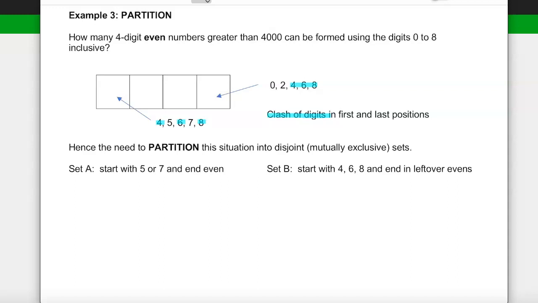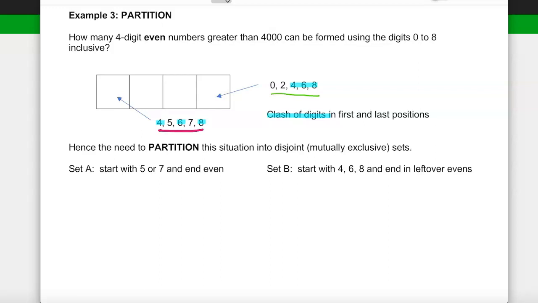So when I draw my rectangle and I think about where I can put my digits, I notice that in the very first box, to be greater than 4,000, I've got the choice of digits 4, 5, 6, 7, 8. And in the last box, to be even, the 0, 2, 4, 6 and 8. But as I've highlighted in blue, you can see there is a clash of the digits 4, 6 and 8. So what we really need to consider is if I put 4, 6 or 8 as my starting digit, then I won't be able to use one of those as my even number at the end.